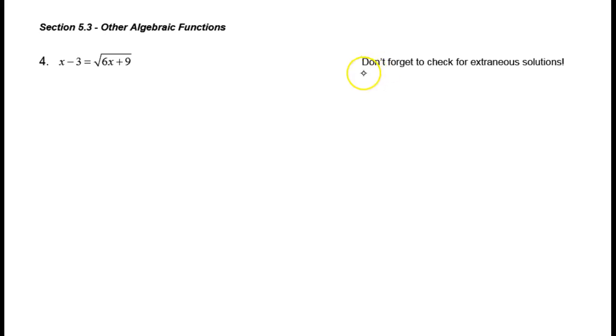And this little note here says, don't forget to check for extraneous solutions. First thing I notice is I have that square root symbol, so I better make sure that 6x plus 9 is greater than or equal to 0. That means 6x has got to be greater than or equal to negative 9. That means x has to be greater than or equal to negative 9 divided by 6, which reduces to negative 3/2.